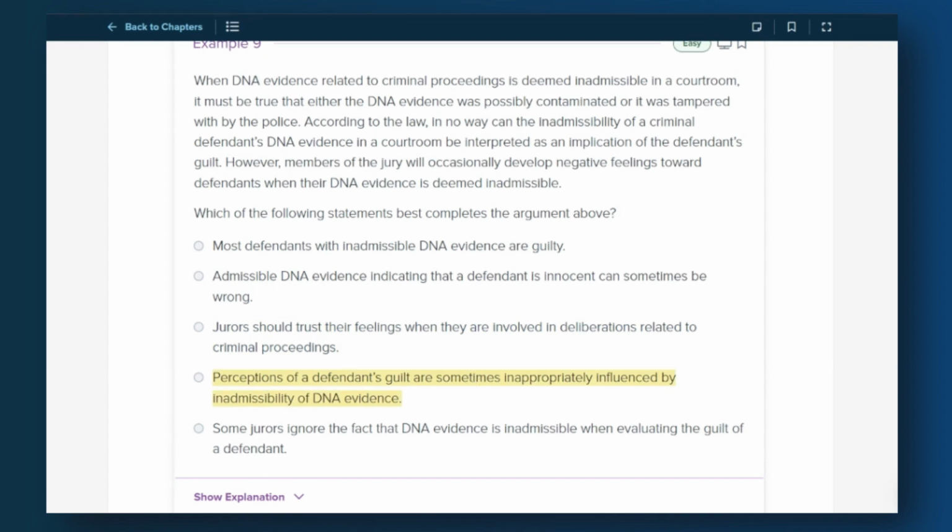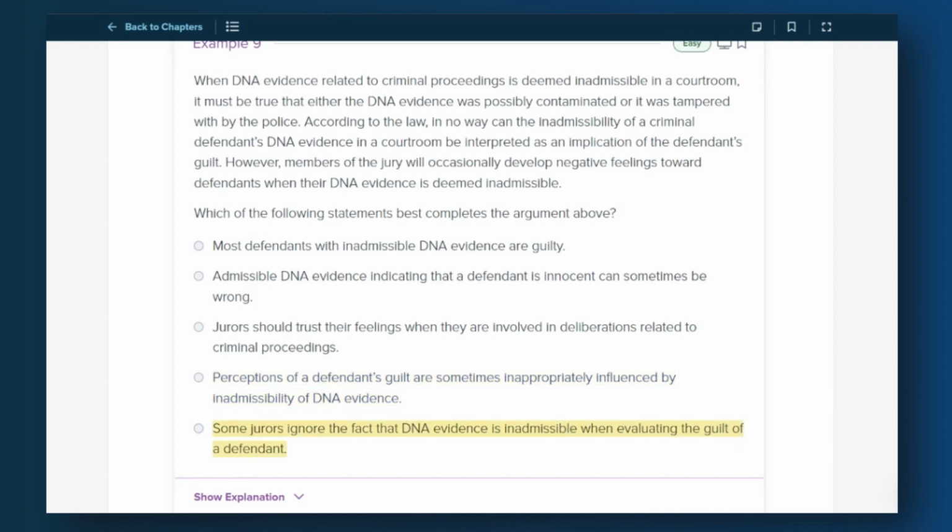D, therefore, perceptions of a defendant's guilt are sometimes inappropriately influenced by inadmissibility of DNA evidence. This fits well with the premises, and it concludes the argument in a logical way by clarifying that what the jurors are doing by being swayed, even though they're not supposed to be swayed, is inappropriate. So this one is our best answer so far. Let's check our last answer.